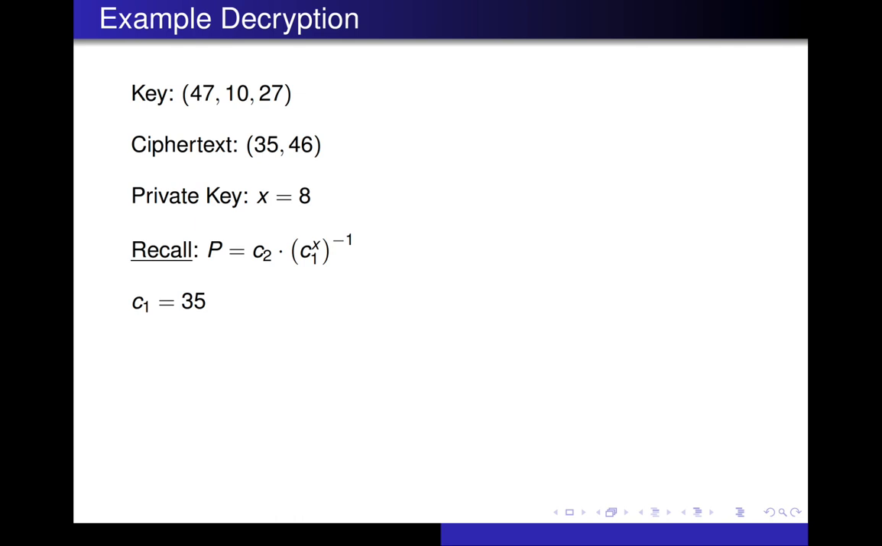So our C1 is, remember, 35. We get that from the ciphertext. That's the first number in the ciphertext. So if we want to take C1 to the x mod p, that is the same as 35 to the 8 mod 47. And again, that's a computation you can easily do on Wolfram Alpha. You just literally write 35 to the 8 mod 47, and it spits out 34. Thank you very much. So that's going to be our C1 to the x.